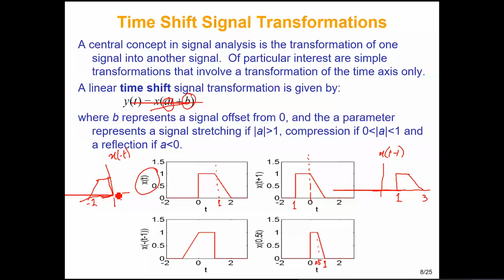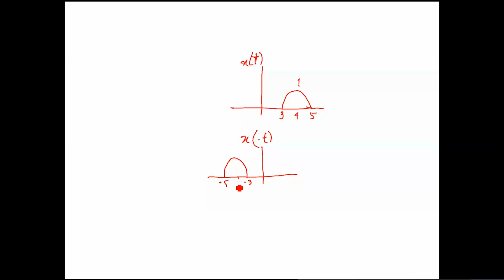So these are simple concepts that you will see, and I will just give you multiple simple examples. For example, if we have a graph like this, max at 1, starting at, let's say, 3, this is 4, and this is 5. If this is x of t, then let's see what happens at x of minus t. The whole thing gets flipped. Instead of starting at 3, it will start at -3 and end at -5. Right? So this is minus t.